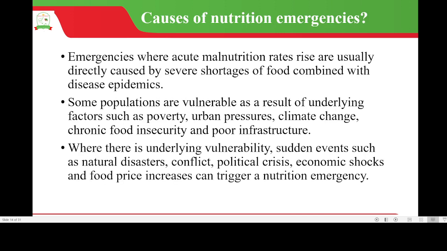Emergencies where acute malnutrition rates rise are usually directly caused by severe shortages of food combined with disease epidemics. Some populations are vulnerable as a result of underlying factors, for example, poverty, urban pressures, climate change, chronic food insecurity, and poor infrastructure. And also where there is underlying vulnerability, sudden events, for example, natural disasters, conflict, political crisis, economic shocks, and food price increases can also trigger a nutrition emergency.